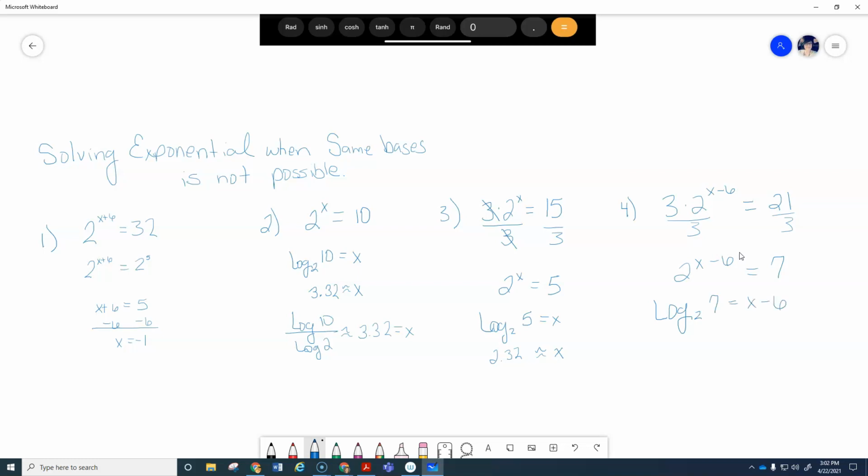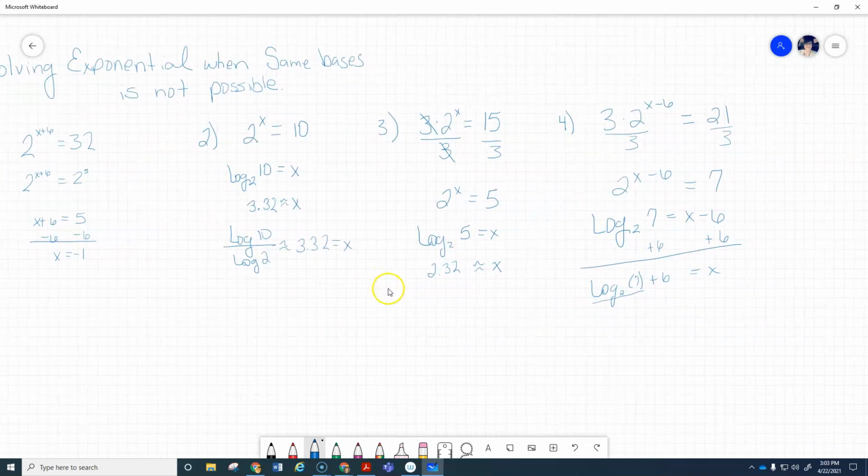Okay, well, my x is not all by itself this time, so I do have to add 6. Be careful right here. This is where people are going to mess up, because log base 2 of 7, I do not add the 6 to the 7 and make that become log base 2 of 13. You do not do that. You calculate this value first, log base 2 of 7, and then you add 6 to that number. So it does matter what order you do that in.